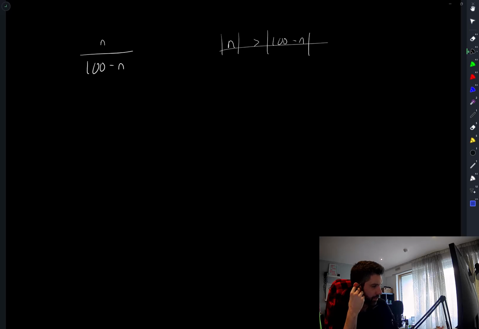So for this to be an integer, and n is an integer, we need n in absolute value greater than 100 minus n in absolute value, just conceptually. I mean, we need 100 minus n to be a factor of n. I don't know how much that's going to come into effect.